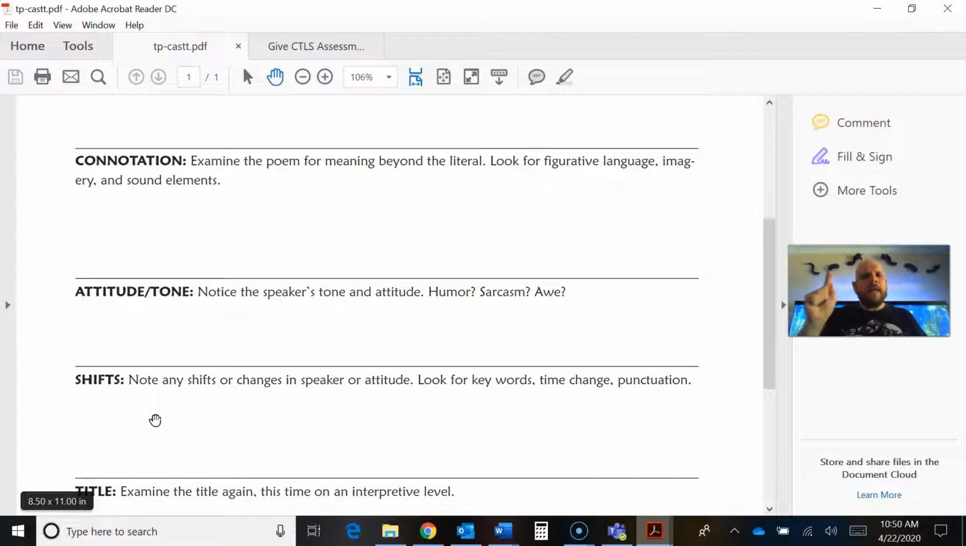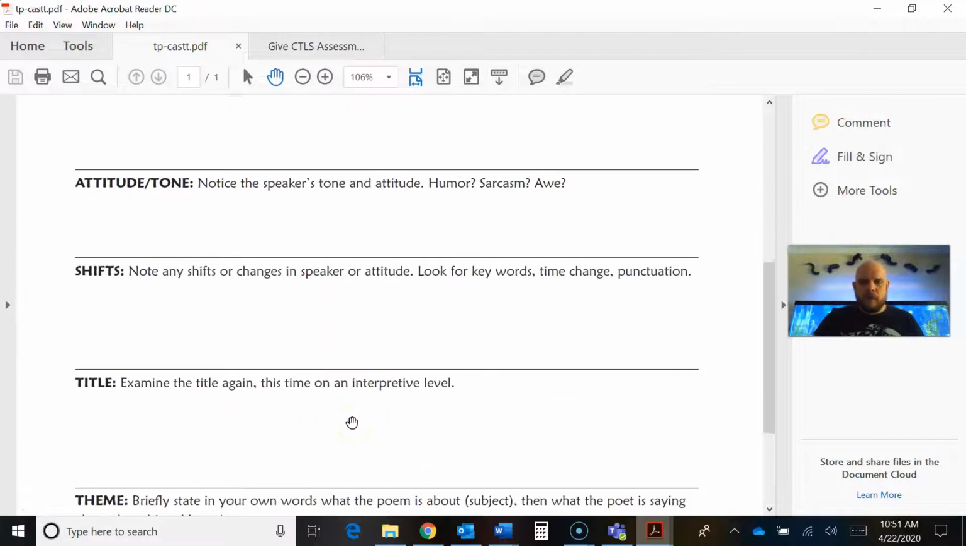Okay? But I think that there is probably a shift in the poem that you're reading, no matter what it is, because usually that's what is the hook. That's what the hook is in the poem, is that shift. So that's why it's important. That's why you want to look for it. So you're looking for keywords, time change, punctuation. Keywords I'm talking about are like transition words that you would use in an essay. Things like however, moreover, something that transitions from one thought to the next will indicate a shift. So look for those key words.